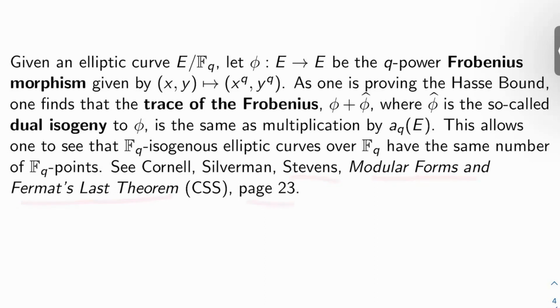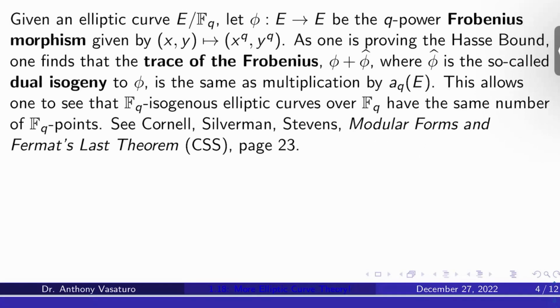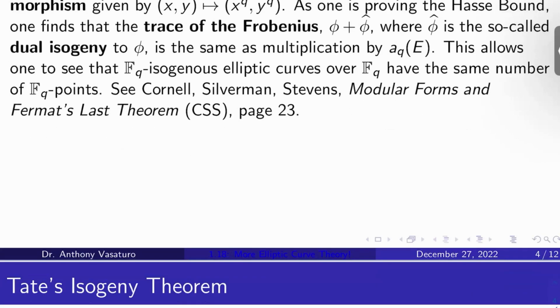page 23. All right. And the reason this is called trace of Frobenius has to do with the Galois representations attached to the elliptic curve. Okay. So the nutshell here is FQ isogenous elliptic curves over FQ have the same number of FQ points. So keep that in mind.